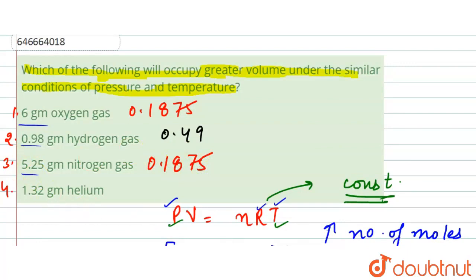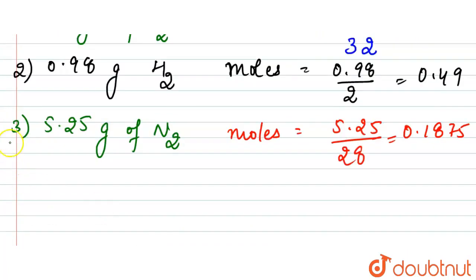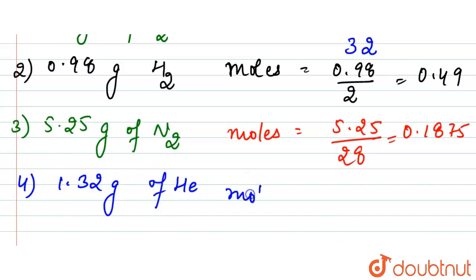Next is 1.32 grams of helium. So here our moles is equal to 1.32 upon 4, where 4 is the atomic weight of helium. So that is 0.33.